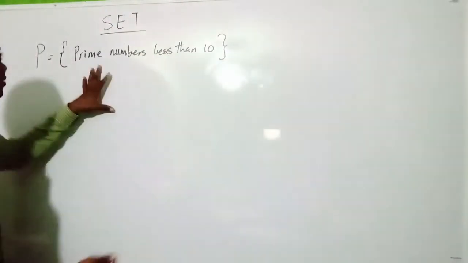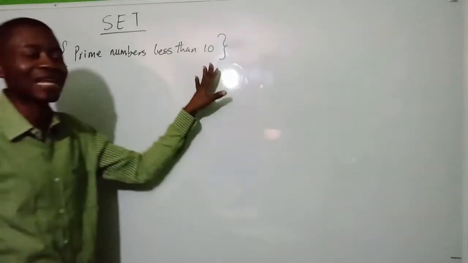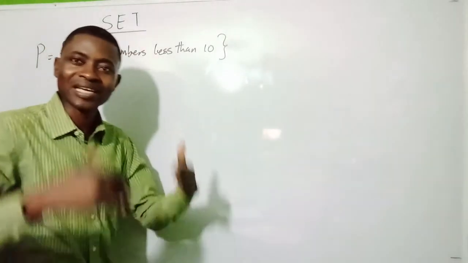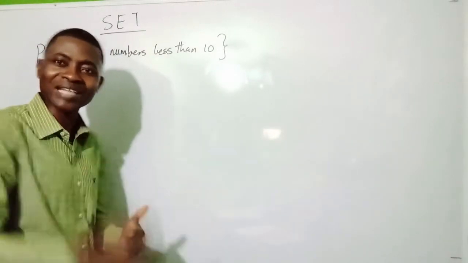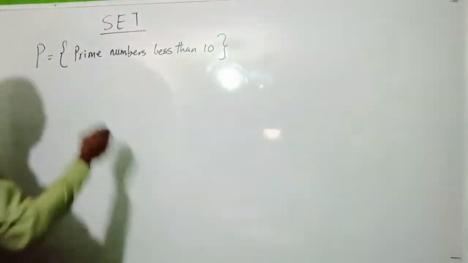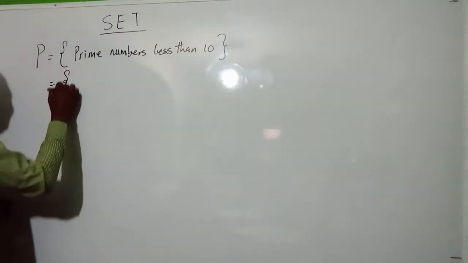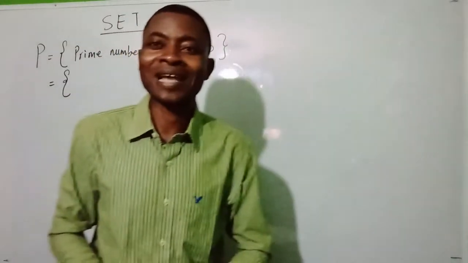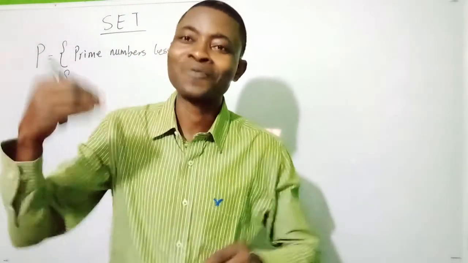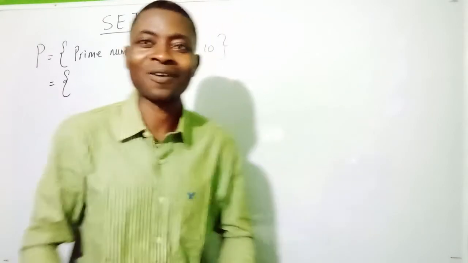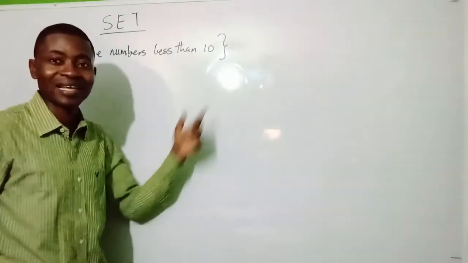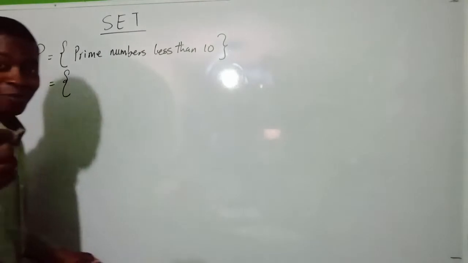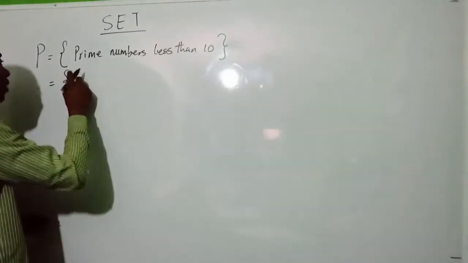So for instance, this set is a list of prime numbers less than 10. It's well-defined, so we know exactly what we are looking for. Remember, what is a prime number? Prime numbers are numbers that have only two factors, which are 1 and itself. So is 1 a prime number? Remember, 1 is not a prime number, so 1 will not be there.